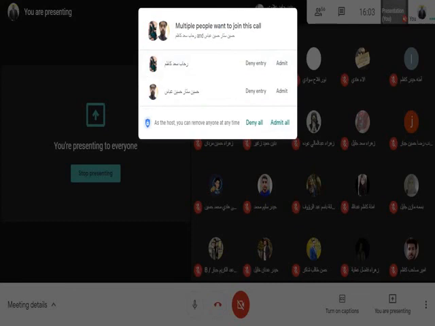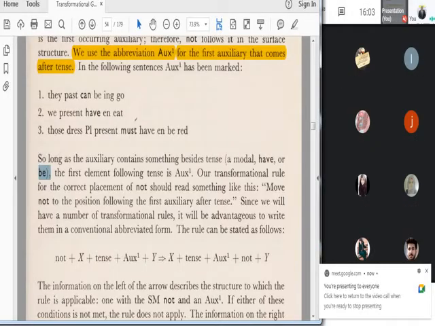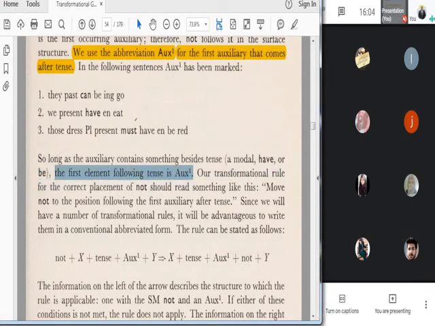But in addition to the tense, what do we have also? We have modal, have, and be. And I think we have had the extended version of the auxiliary, and we said that modal comes first, or precedes the other auxiliaries. Then we have en, and the final one is the ing, right? The first element following tense is auxiliary 1. Again, he repeats and confirms the same idea.